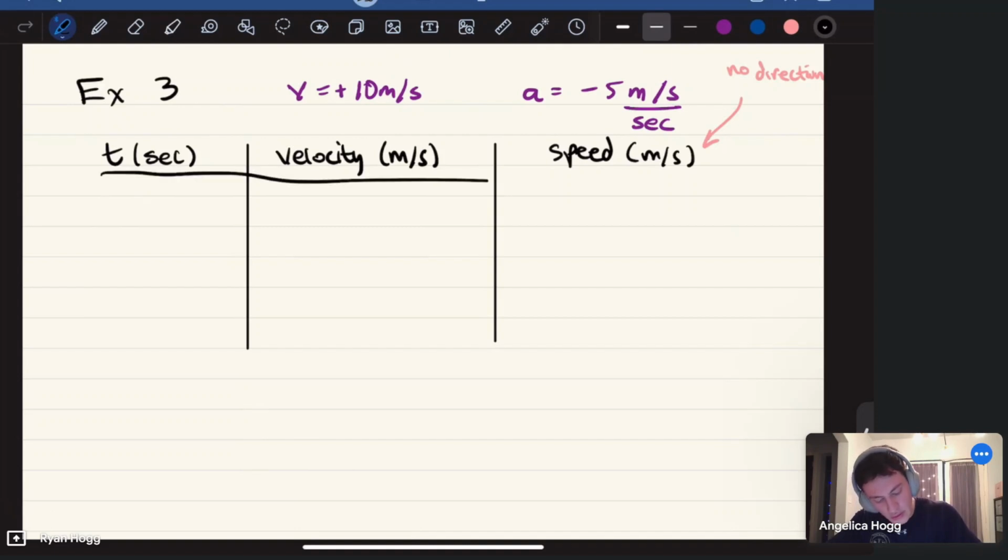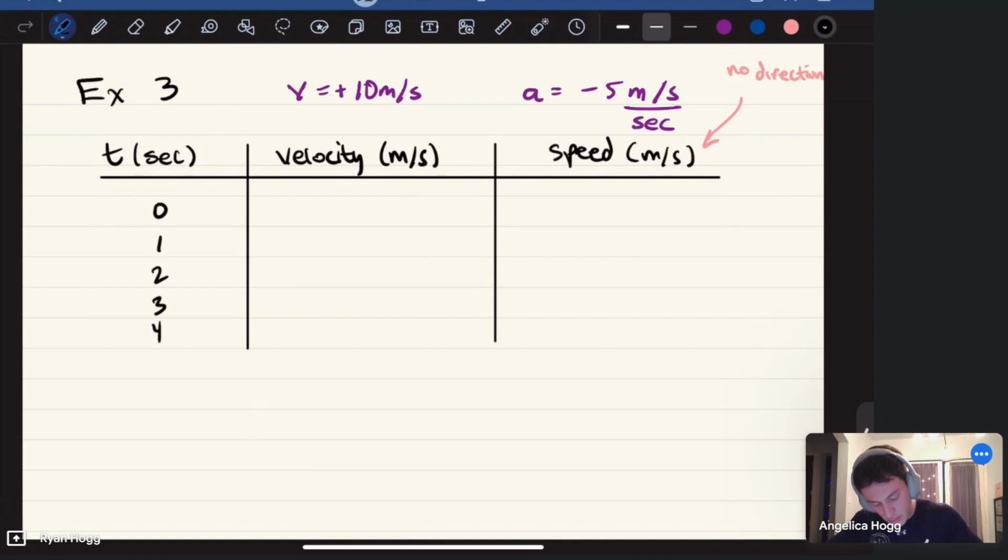So if our time is 0, 1, 2, 3, 4, 5, we're starting with 10 meters per second positive velocity. That's our initial velocity, so I'm going to put V naught, V0 right there. That's what the velocity is at time equals 0. And if the velocity is 10, then the speed should be 10 because we're just scrapping the sign. But the velocity is changing by -5 every second.